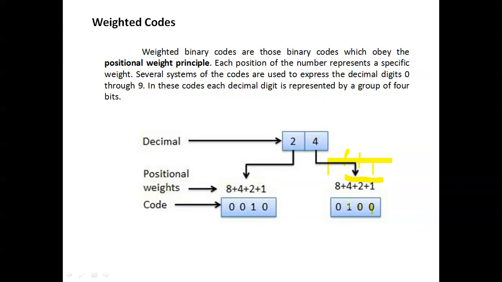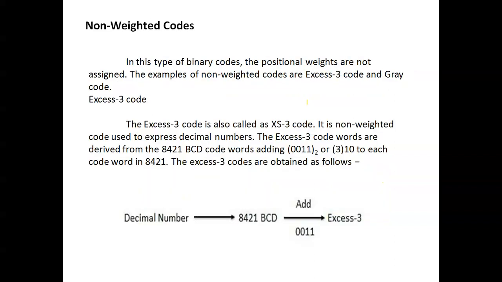Wherever the binary digit is 1, the positional weight there is counted; for example, for this 4, the positional weight is upon the binary digit 1, and the other digits are 0. Similarly here, the positional weight below the 1 is counted, and the remaining are 0. Wherever a 1 is present, we add that weight to calculate the total decimal number. Here the 1 is only upon the 4, so the decimal value is 4. Similarly here the positional weight is 2, so the decimal number is 2. So this is weighted code.